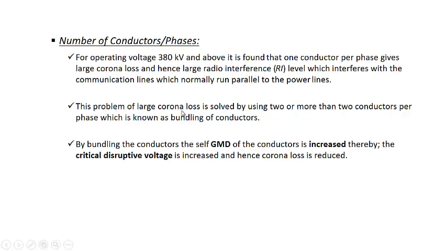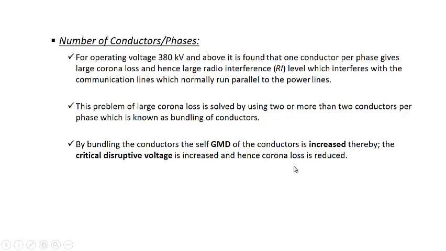Now this problem of large coronal loss is solved by using two or more conductors per phase. Those conductors are known as bundled conductors. By bundling the conductors, the self GMD of the conductor is increased, or we can say the radius is increased, and thereby the critical disruptive voltage is increased, and hence coronal losses decrease.